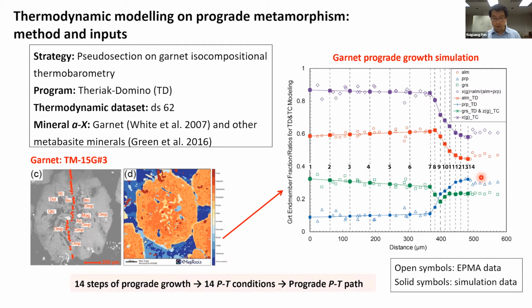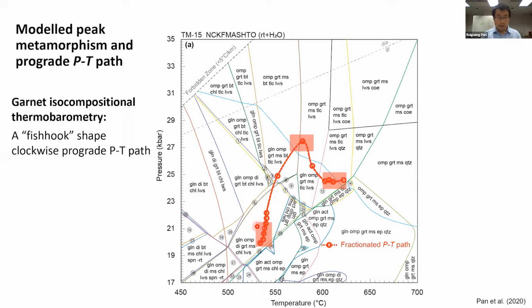We separate this garnet and its compositional profile into 14 steps to simulate the progressive growth of the garnet. In this calculation, we also considered the garnet fractionation effect on the effective bulk composition change. This modeling based on garnet isocompositional thermobarometry gives us the result of a fishhook-shaped clockwise prograde PT path. As you can see in this PT section, we got this prograde PT path.